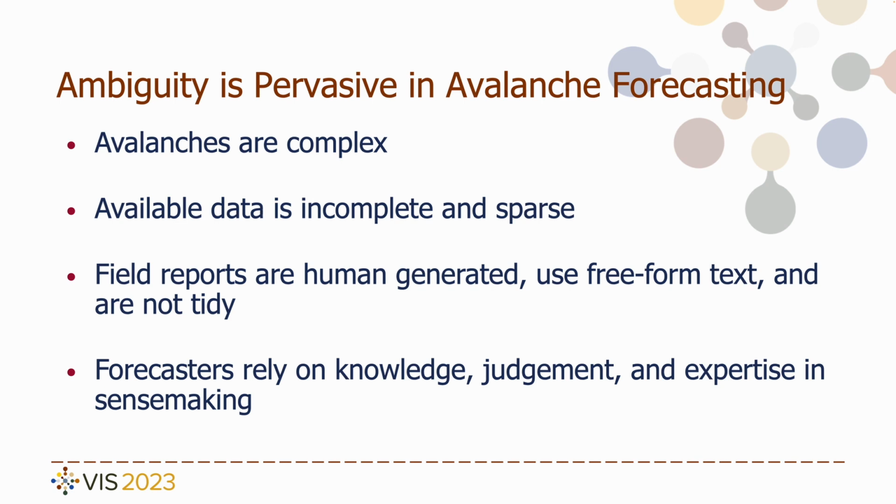We found that ambiguity is a pervasive aspect of avalanche forecasting work. Because avalanches are complex, the data that's available is incomplete and sparse, and is usually generated by humans using free-form text and shorthand, and these data are not tidy. And so forecasters have to rely on their expert knowledge and judgment to make sense of these data.